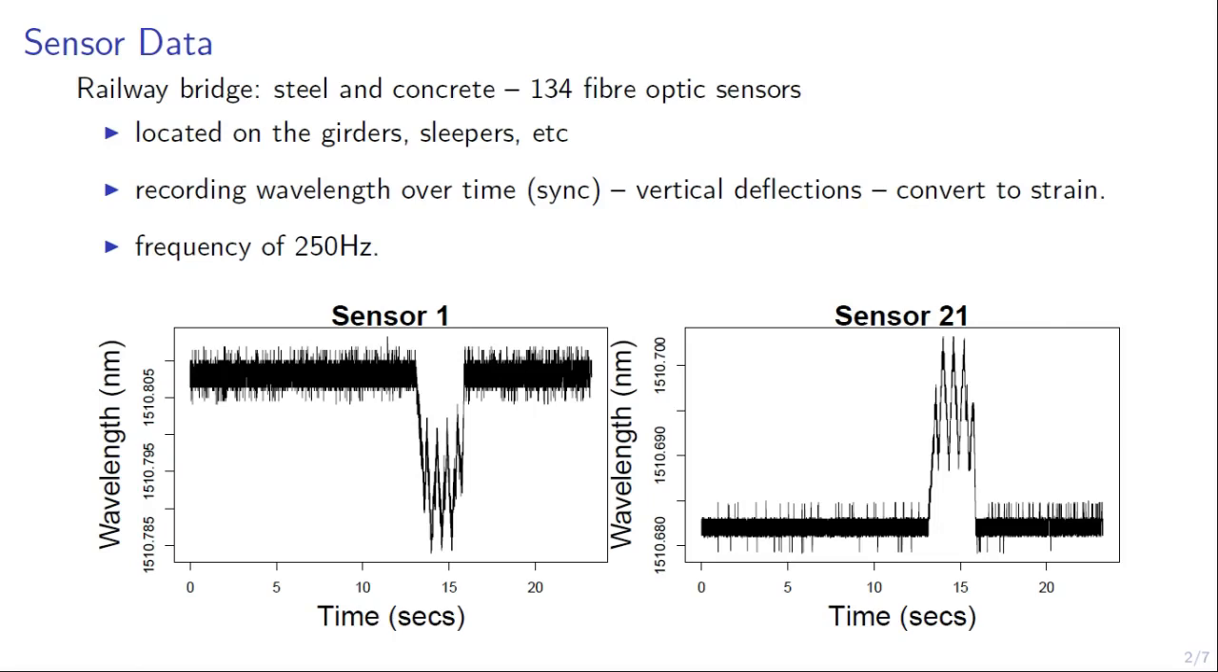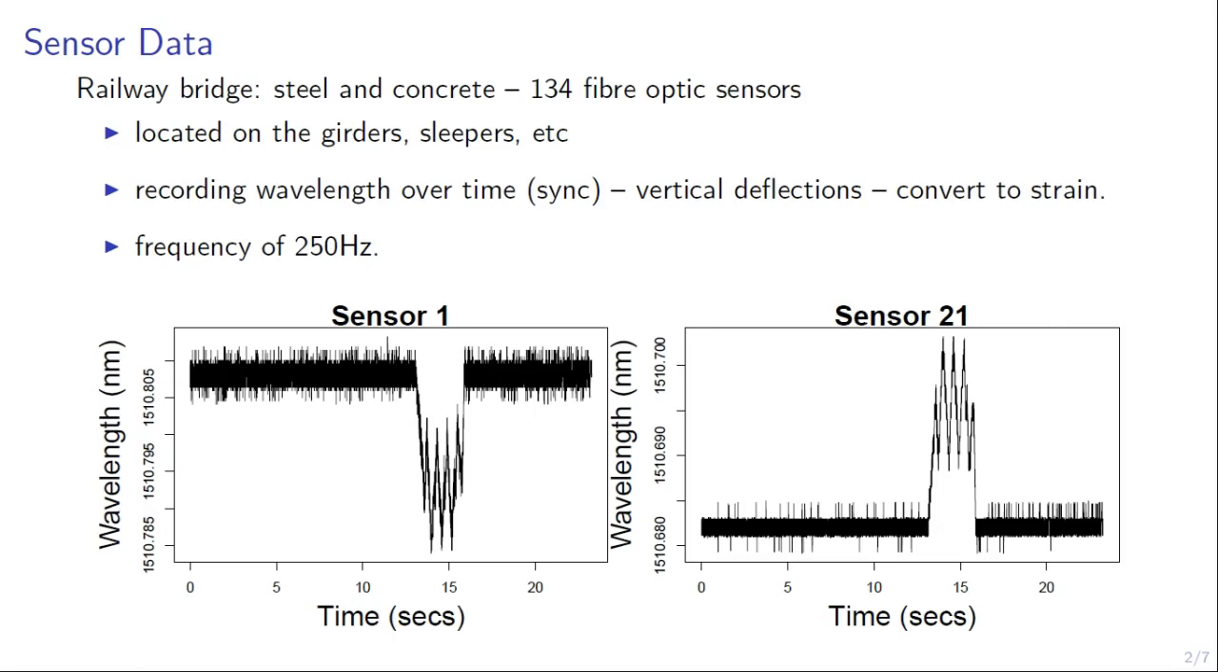What the analyzer of that sensor network records is wavelength over time. So light is shone through a cable of glass. The gratings reflect the light at a certain frequency. When it bends, the distance between the gratings changes, and that's the change in wavelength that we record. So that's the rawest form of the data we have. And this corresponds mostly to vertical deflections in the bridge at the various locations.